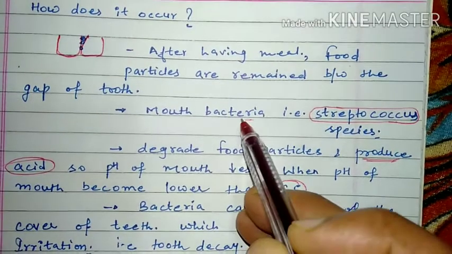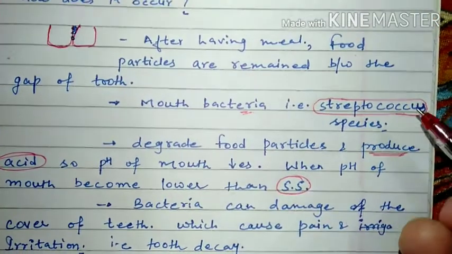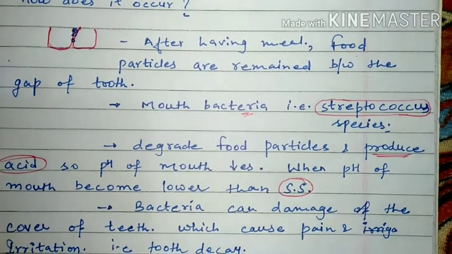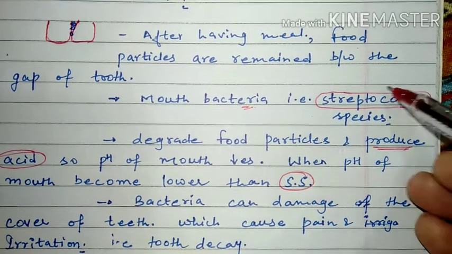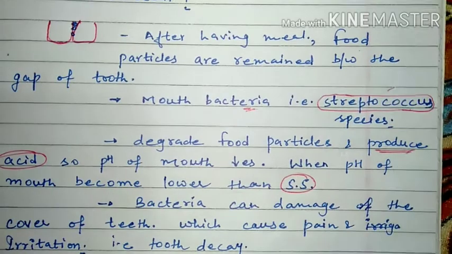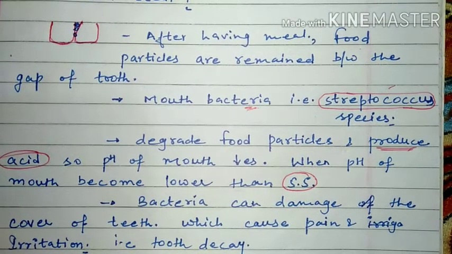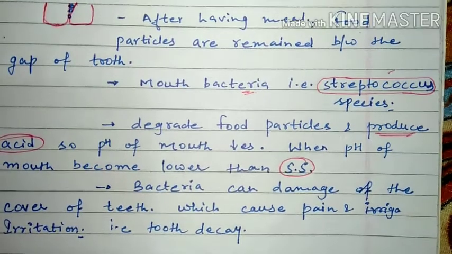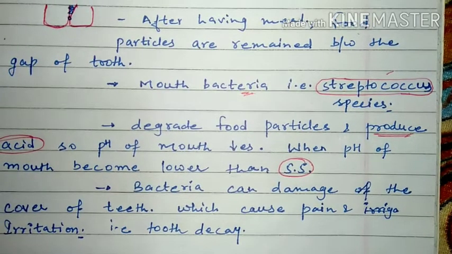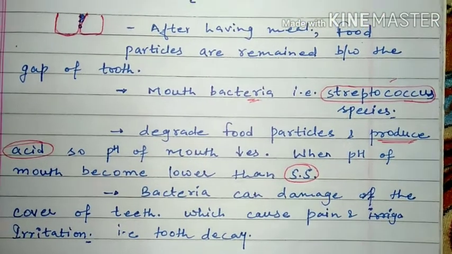In our mouth, a commensal bacterium is always present. A number of bacteria are present on our body. This is a species of Streptococcus bacteria present in our mouth, just like E. coli is present in our digestive system. Similarly, this bacteria is also present in our mouth. So what will happen?